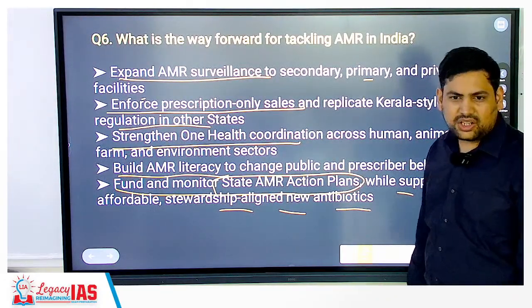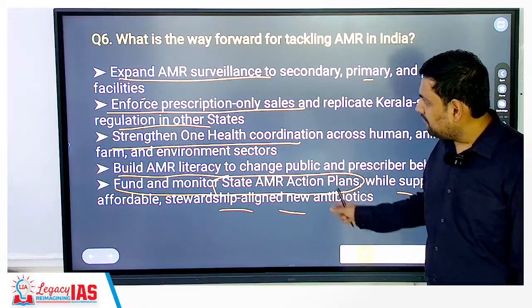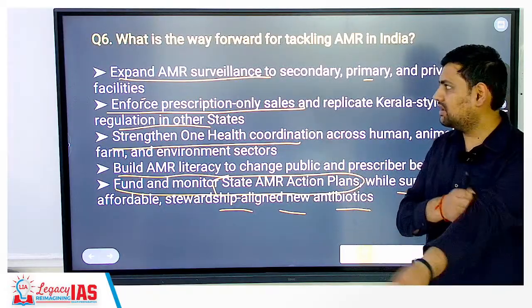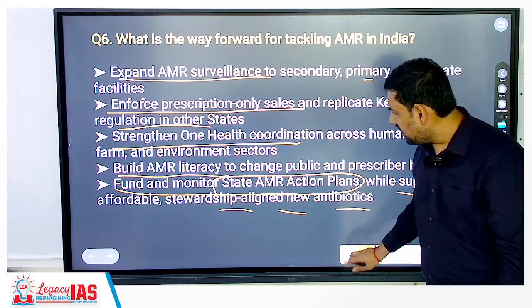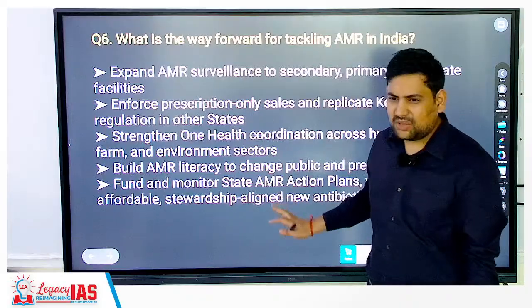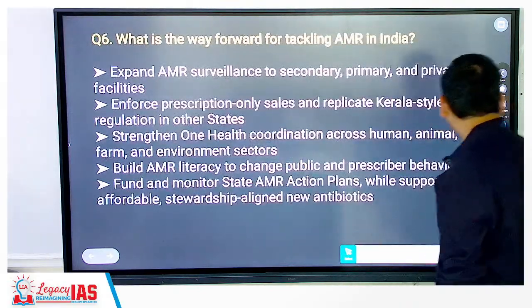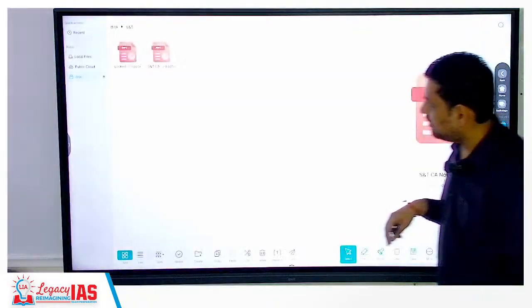This is all that you need to know about AMR. Some basics of it, why it happens or all that procedure, we deal with in science and tech lectures. Otherwise, this is all that you need to know. You will find many articles based on AMR, that much is enough, nothing more. Okay, now let's go to questions.